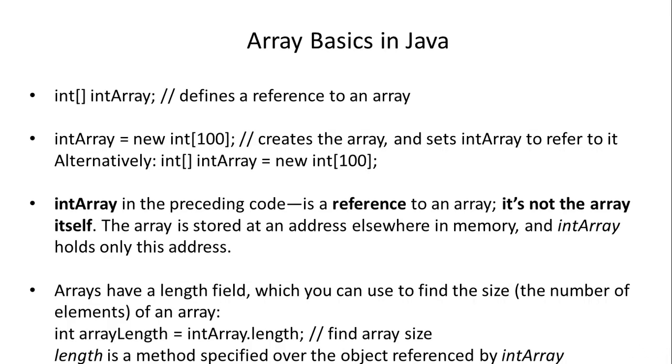Array basics in Java. The first line defines a reference to an array, and the second creates the array and sets the reference to refer to it. Alternatively, the second example shows the creation of an array. Int array in the preceding code is a reference to an array. It's not the array. The array is stored at an address elsewhere in memory. Int array holds this address.